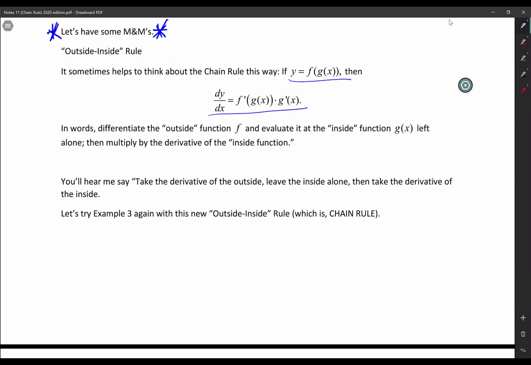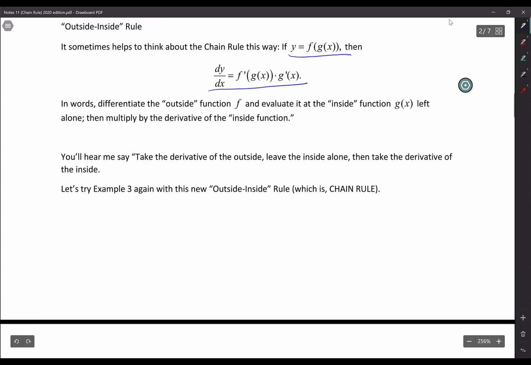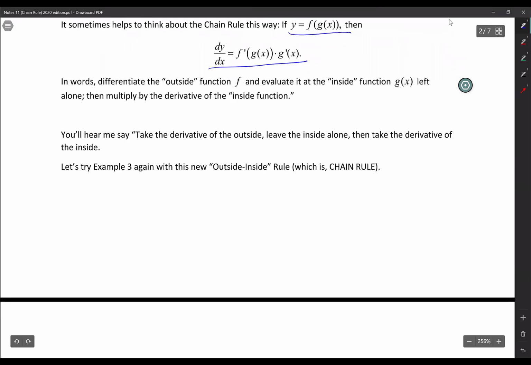I didn't even know how to put that in there because these are from last year's notes. I didn't edit them. In words: differentiate the outside function f and evaluate it at the inside function g of x, left alone. Then multiply by the derivative of the inside function. So you'll hear me say, take the derivative of the outside, leave the inside alone, then take the derivative of the inside. Yeah, we're gonna solve a whole bunch.